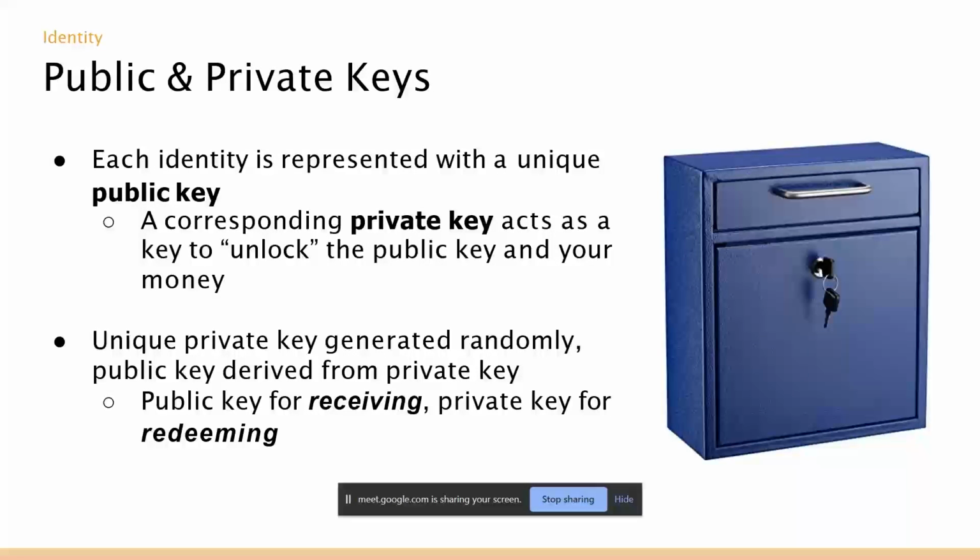Each identity is represented with a unique public key, and a corresponding private key acts as a key to unlock the public key and your money. To understand this simply, suppose a postman comes and you have a mailbox outside your house. He'll throw the post inside the mailbox, and not everyone can access it. Only the postman can put mail inside the mailbox, and only you have the key to open the mailbox and see what mail has come.